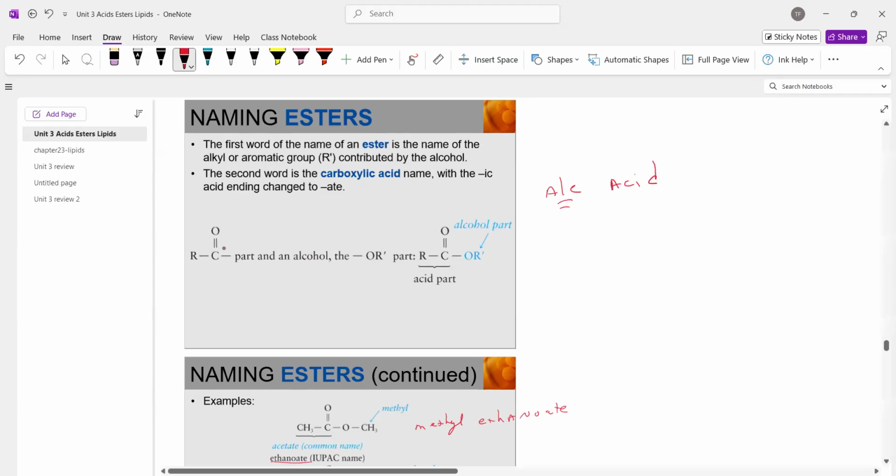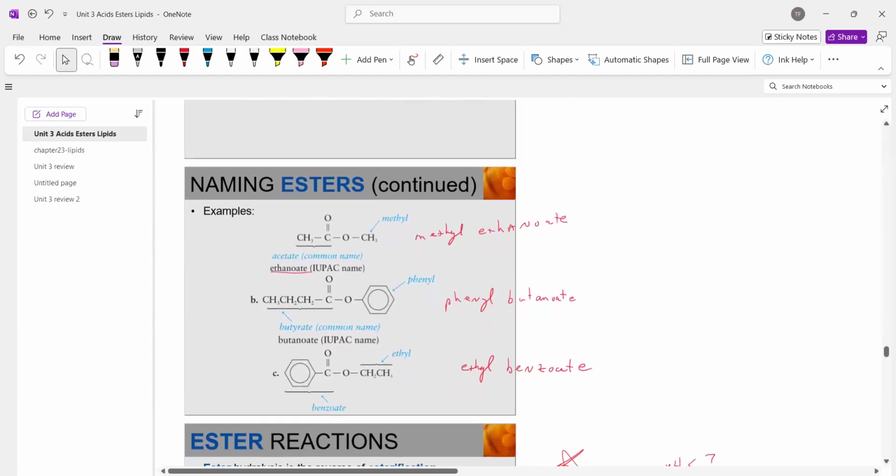So for example, this started off as a methyl alcohol, so it's going to be methyl. And this started off as a 2-carbon acid, so that's going to be ethanoate: methyl ethanoate. So the -oate part is similar to the acid salt naming.